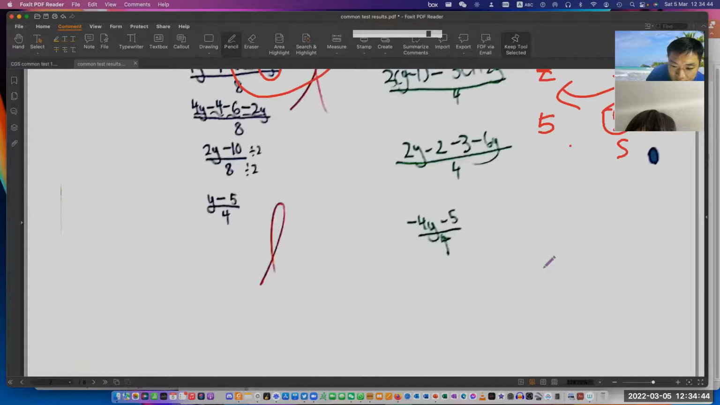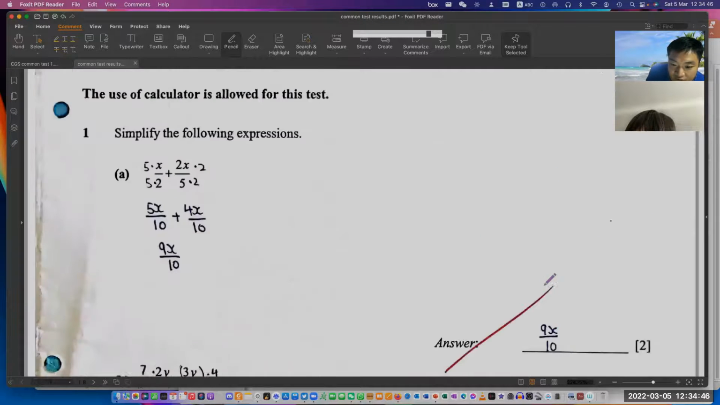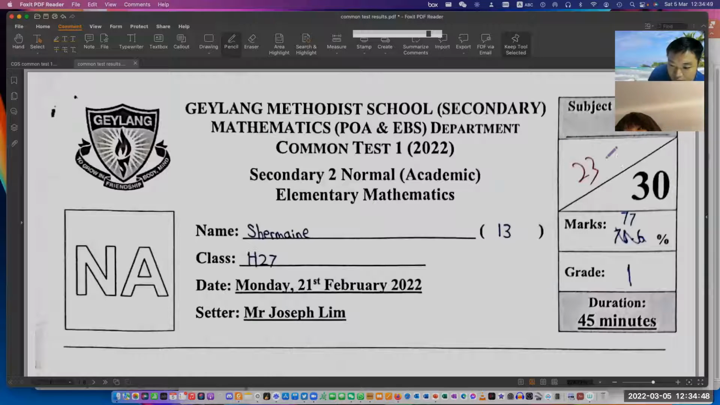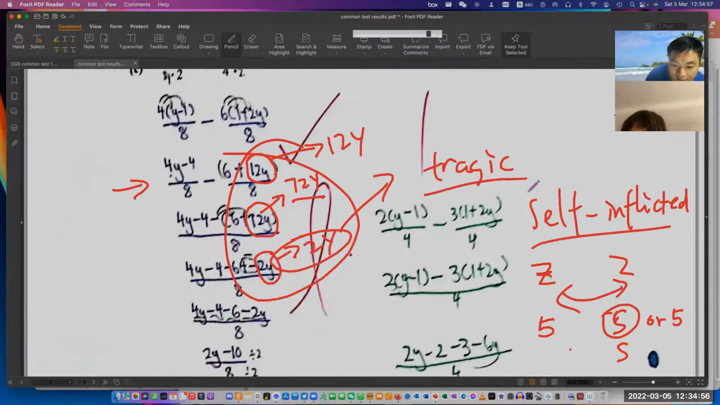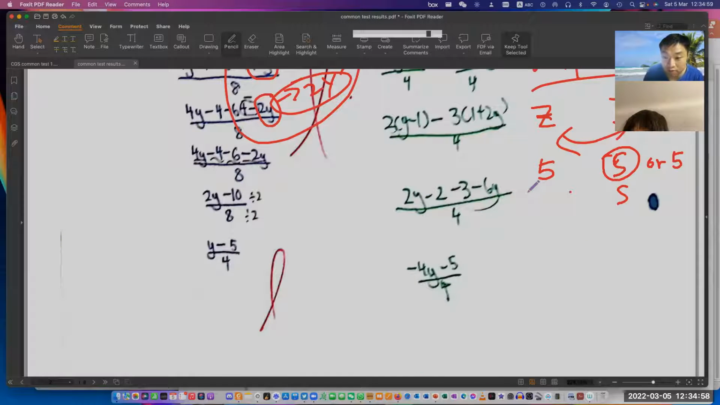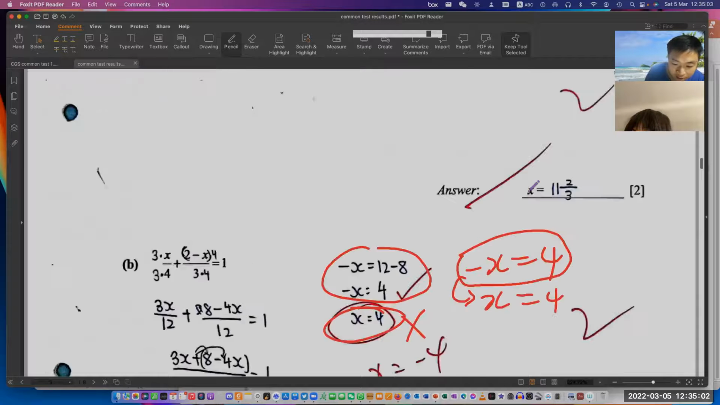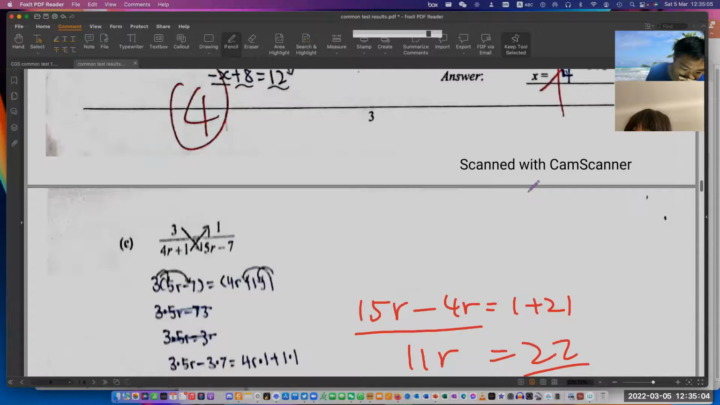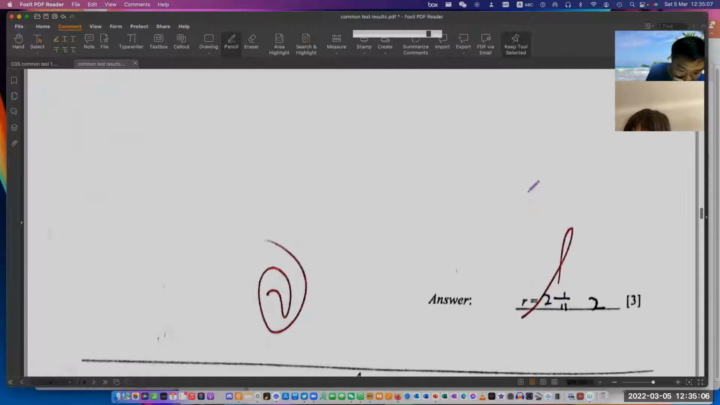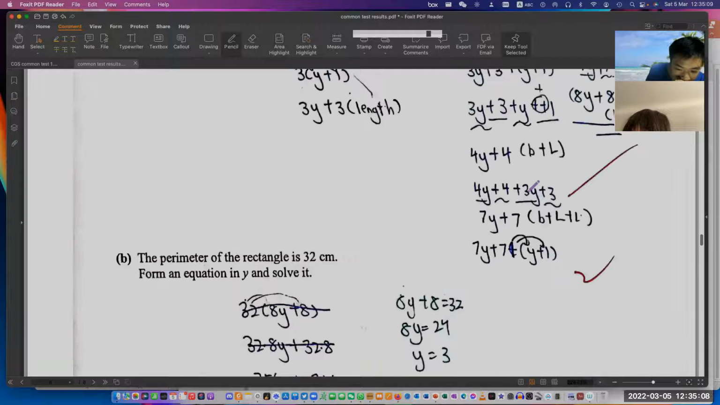Because of self-inflicted errors. So 26 out of 30 is 80, 85 and above. Okay? So I'm only talking about self-inflicted errors. I'm not talking about concept. So concept-wise, this student is very good. No concept-wise problem.